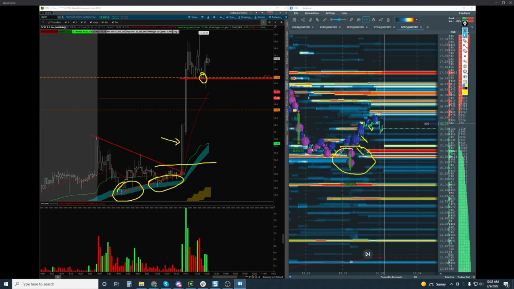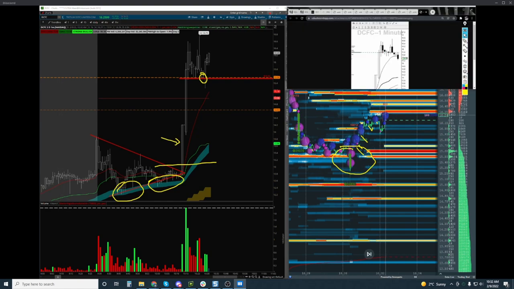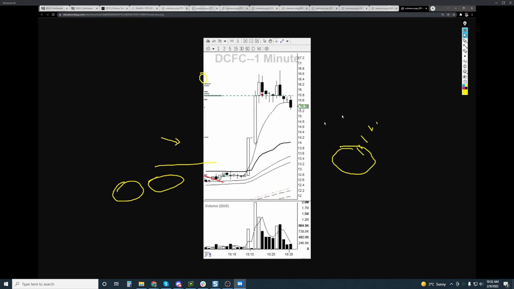Pizza money. Exactly. This is, I think, the best trade of the day. This is from my mentoree, Lily. She longed over here and she took $3 per share. Not bad trade.